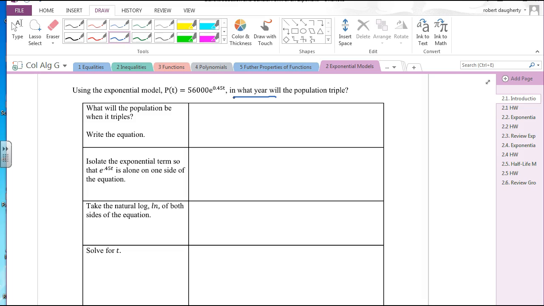Quiz was over logarithms. Can you use logarithms to solve for an exponent? Answer would be yes. You take the logarithm of both sides. That's going to be our process. So let's just take this out.